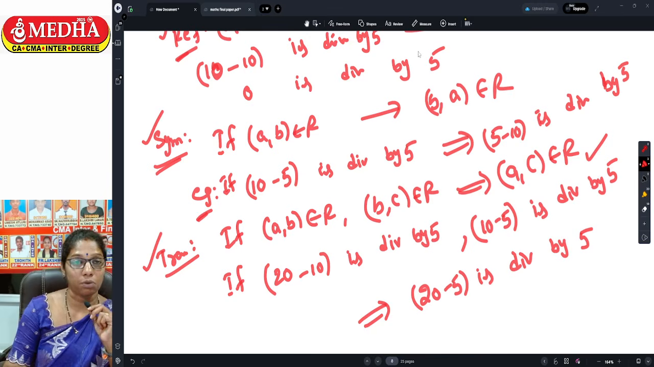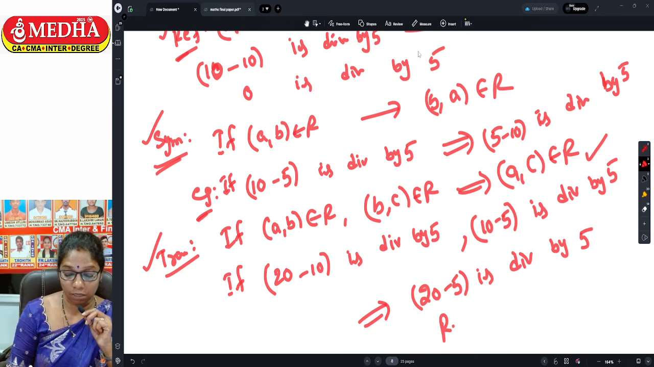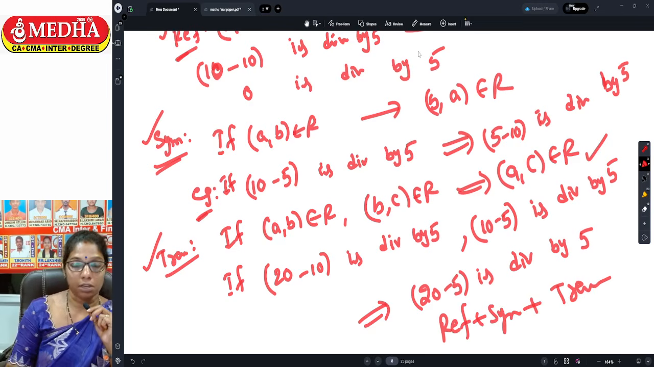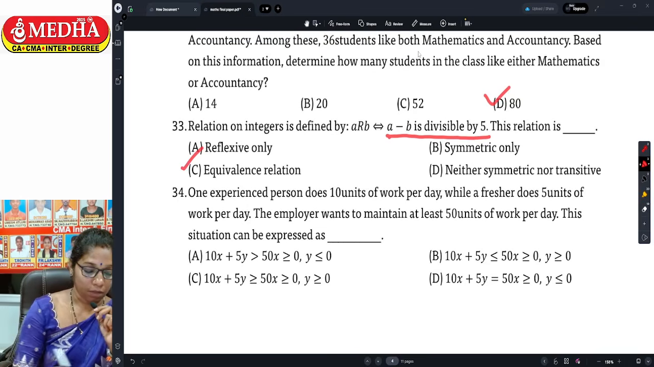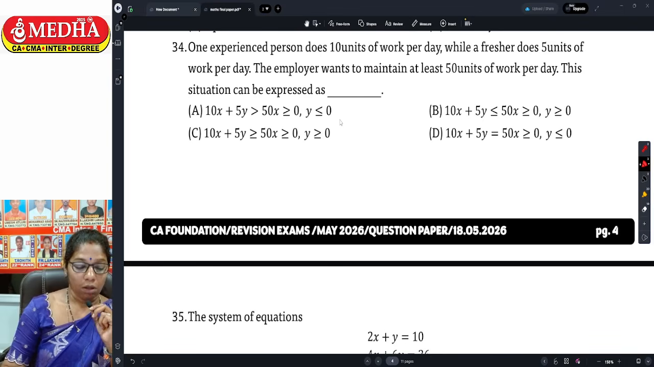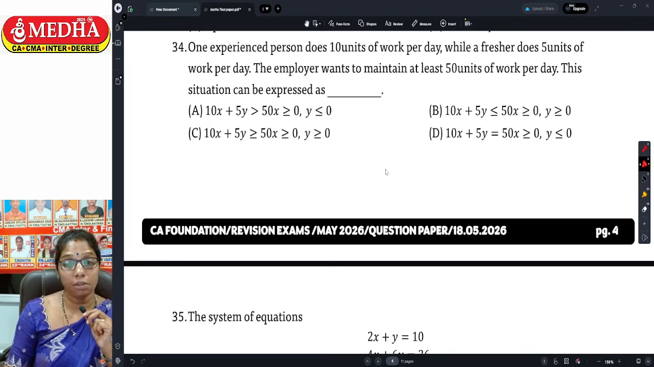Reflexive, symmetric, transitive. These three relations exist అయినాయి. So it is reflexive plus symmetric plus transitive. మూడు రిలేషన్స్ ఎగ్జిస్ట్ అయినాయి కాబట్టి దిస్ ఈజ్ ఈక్వివాలెన్స్ రిలేషన్. ఈక్వివాలెన్స్ రిలేషన్. And next one experienced person does 10 units of work per day while a fresher does 5 units work per day.